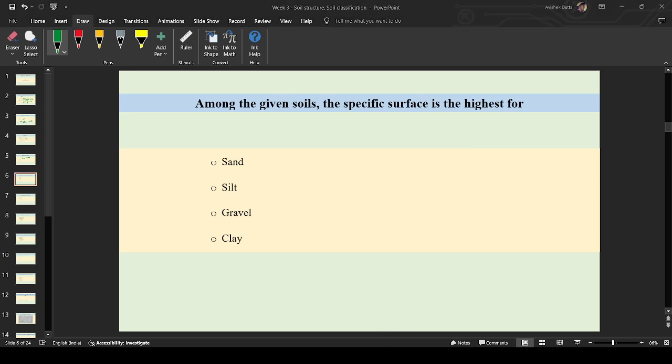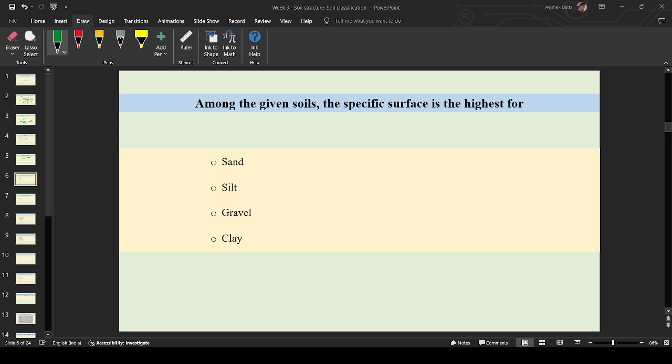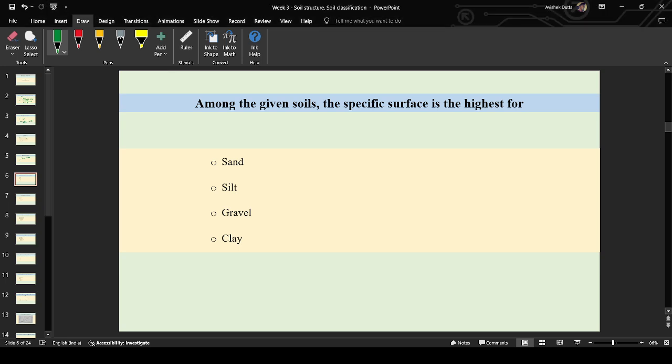Among the given soils, the specific surface is the highest for. What is the answer? If you don't know the answer, you can tell me, I'll discuss it anyway. Gravel? No, you're going from the opposite side, I believe. D. What is D? So clay. Yes, clay. So you took it as a hint. Good.